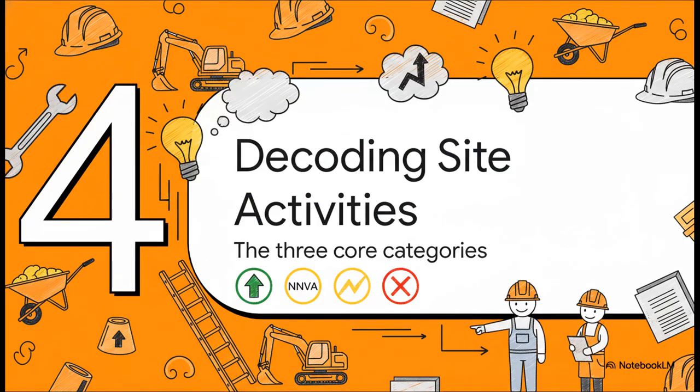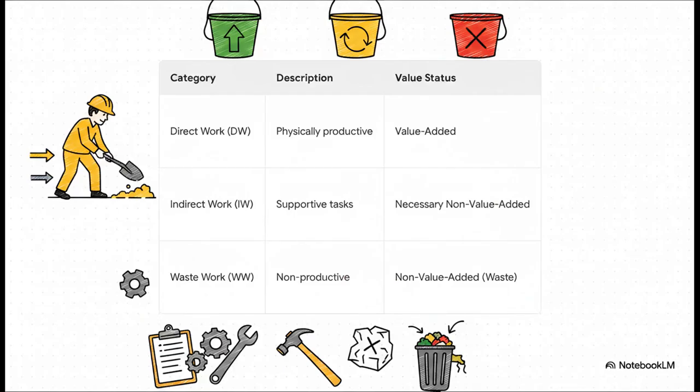Okay, that's the theory. But how does this actually work on a busy construction site? Well, it's pretty straightforward. We take those lean ideas, value-added, necessary non-value-added, and non-value-added, and we map them to 3 really simple, practical categories that anyone can observe. So here's how it all breaks down. Everything simplifies into these 3 buckets.